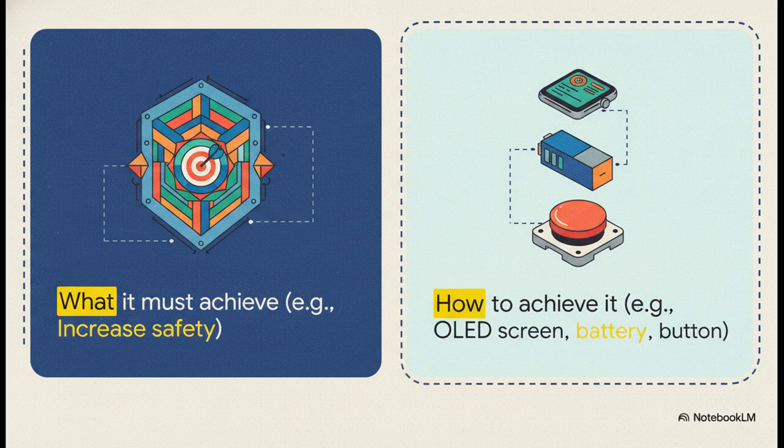Look over on the left side there. Increase safety and usability for the elderly. That is a pure objective. Now look at the right side. OLED screen, 500 mAh battery, physical red button. Those are means. As an engineer, if a consumer comes to you and says, "I want a big red button," you always have to ask why. The real objective there is easy emergency interaction. By locking into a red button too early in the design process, you might completely miss a much better solution, like, say, voice-activated distress signals. So always design for the objective first. Let the means come later.